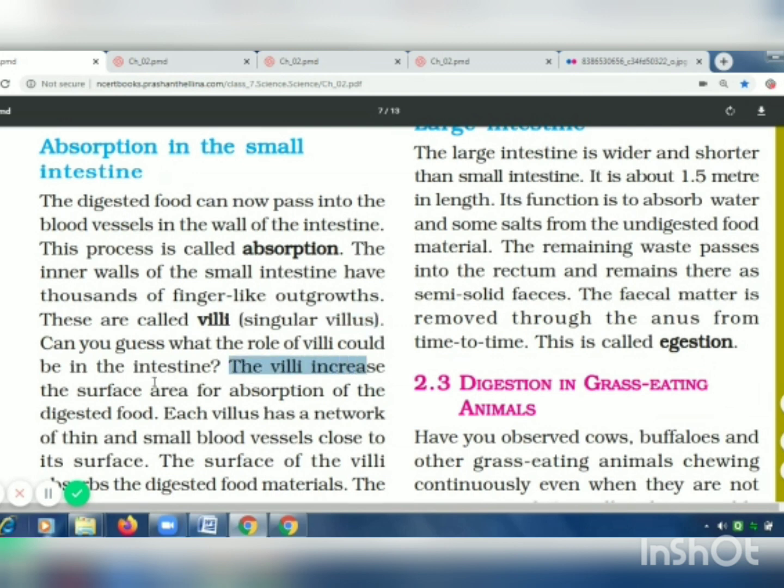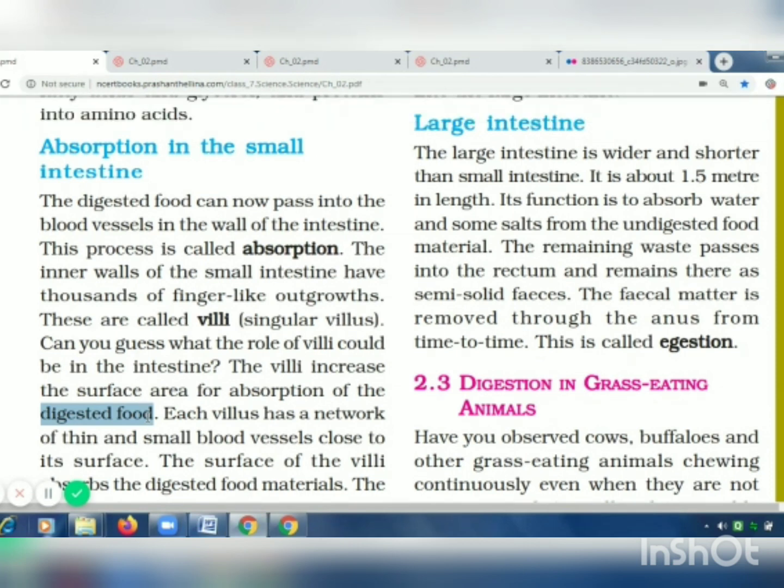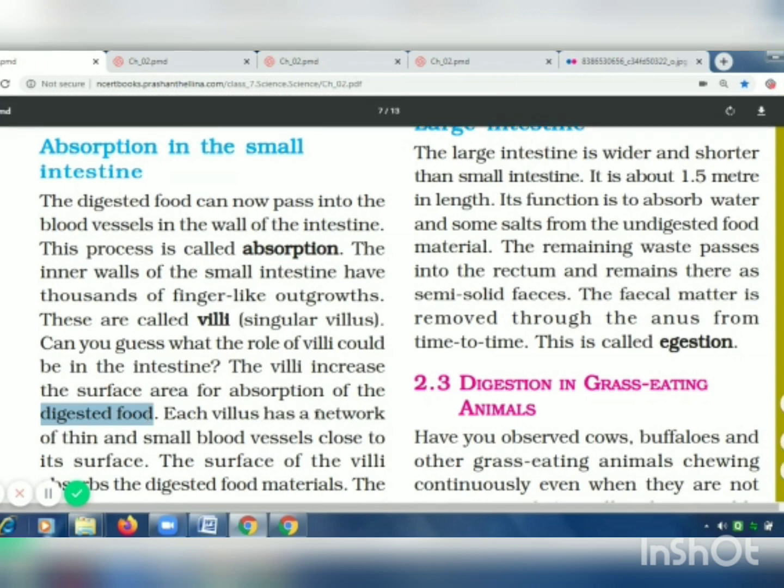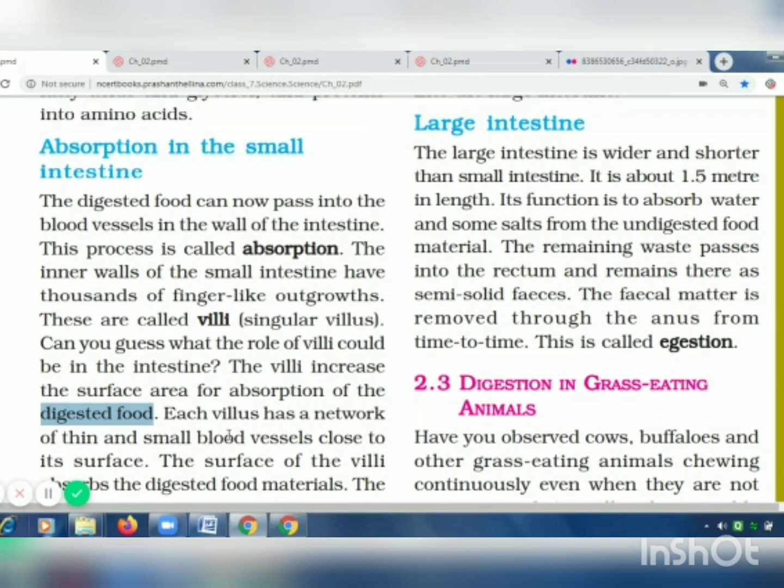Now, what is the role of villi in the intestine? The villi increase the surface area for absorption of the digested food. They provide space for absorption when the food reaches the lower part of the small intestine, providing space for the food to be absorbed by the blood vessels. Each villus has a network of thin and small blood vessels close to its surface.